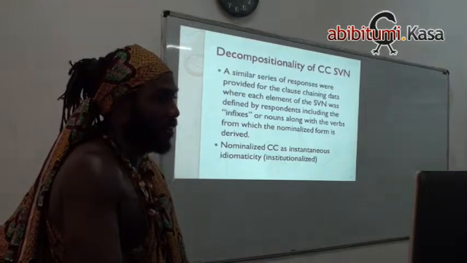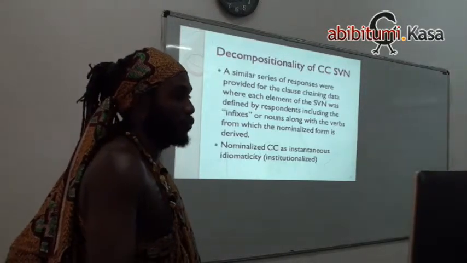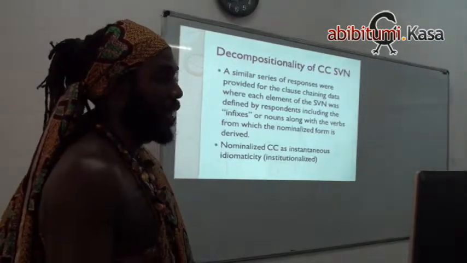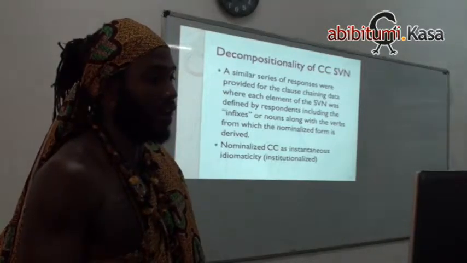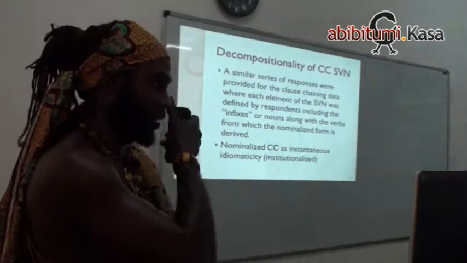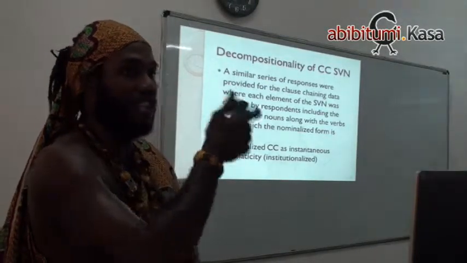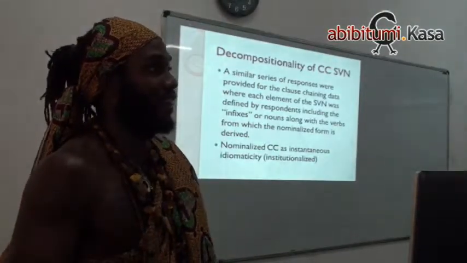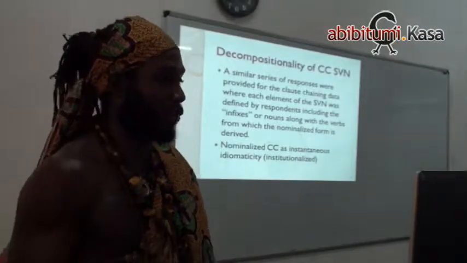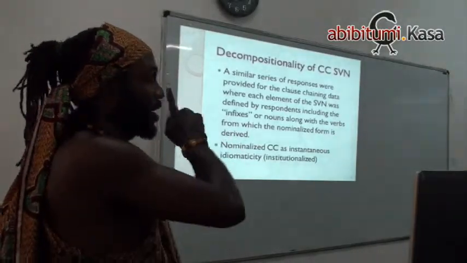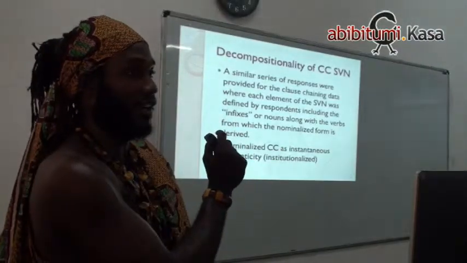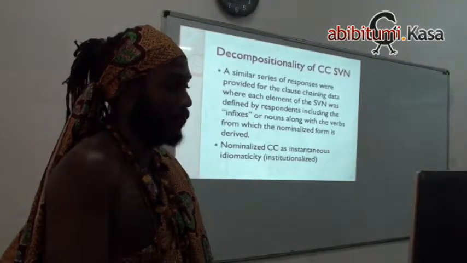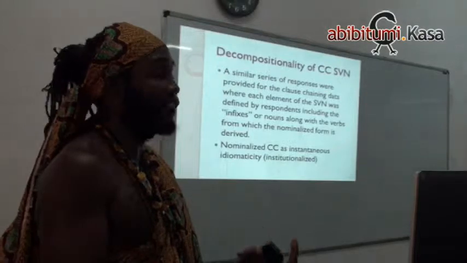Also dealing with decompositionality of clause chaining SVNs. A similar series of responses were provided for the clause chaining data, where each element of the SVN was defined by respondents, including the infixes or nouns along with the verbs from which a nominalized form is derived. An example of that: they were given kashem kodu, which translates to safe arrival, but it actually means the opposite of what it's saying. It's saying, I hope you don't arrive safely. But as opposed to just giving me kan and kodu, they would also put the shin in, because for them, without the shin in there, it doesn't mean anything, so they would define all of them together. So again, this speaks to degrees of integration.